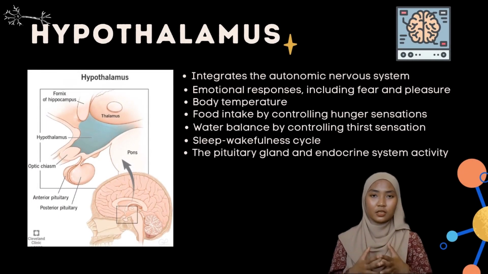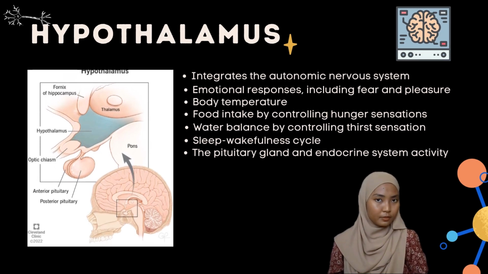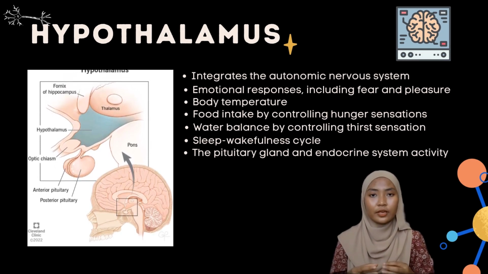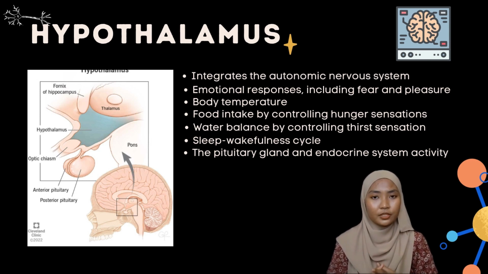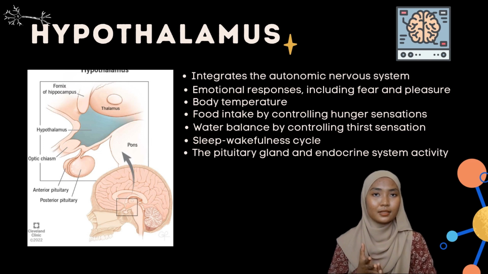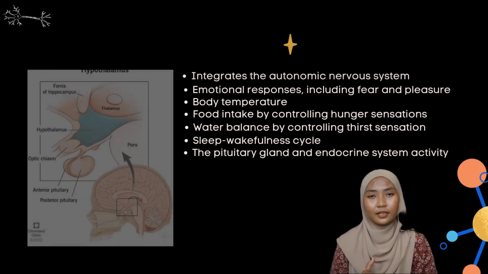Hypothalamus. The hypothalamus is located below the thalamus. It functions to regulate and integrate the nervous system, including controlling the heart rate, blood pressure, respiratory rate, and digestive tract activity. It also regulates the emotional response, including fear and pleasure, body temperature, food intake, water intake, and sleep cycle. And last is the pituitary gland and endocrine system activity.